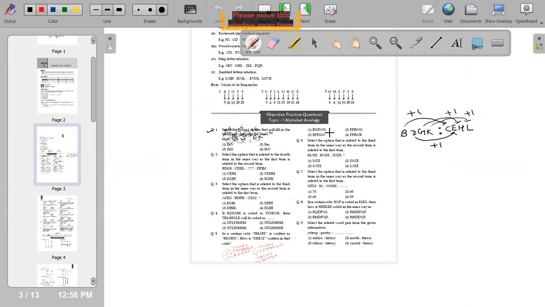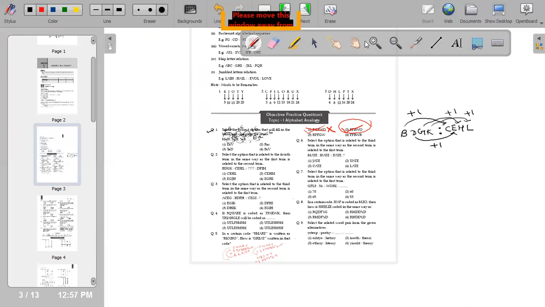So it will be O, P, Q, R, S. No, the first option will not be it. Next, T minus 5 will be what? M, N, O, P, Q, R, S, T. Okay. So the option will be O. Okay. Next, G minus 1, E, F, G. So option 2 will be correct. Not 1, option 2 will be correct. Hope you understand what I wanted to say.